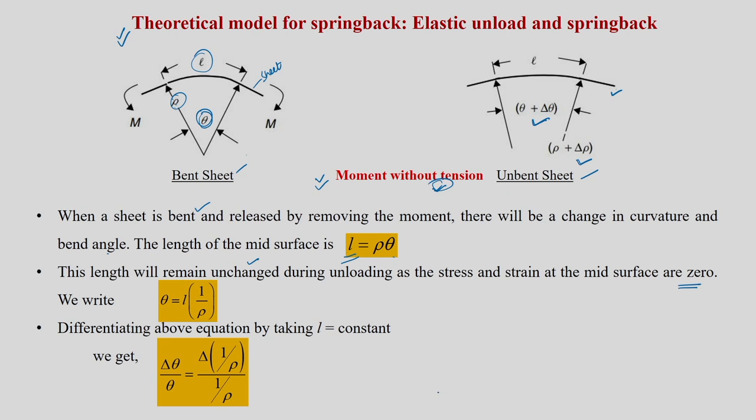Because of that, the length will remain the same, and from this equation we can directly write theta equals L into 1 by rho. If you differentiate this equation, you will get del theta by theta is equal to del 1 by rho divided by 1 by rho. Here del theta is the change in angle due to this dimensional change called spring back, and there will be a corresponding del 1 by rho. If you normalize it with respect to the original theta and original 1 by rho, this equation is valid. So, you either calculate delta theta or del 1 by rho to quantify or estimate spring back when you have moment without tension. We stop here, we will continue this.